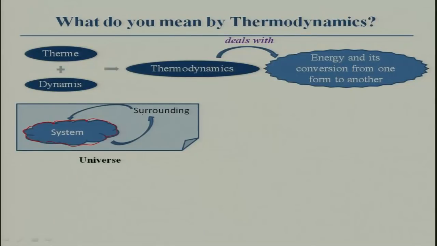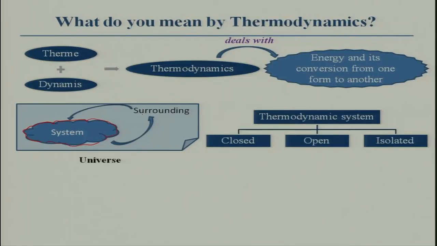Now, as I told you, whenever the system is interacting with the surrounding, some change will be occurring. What are those changes? There will be heat interaction, work interaction, and also mass interaction, right? Depending on that, we can divide the system into three categories. What are those? One is the closed system, another is the open system, and the other is the isolated system, that all of you know, right?